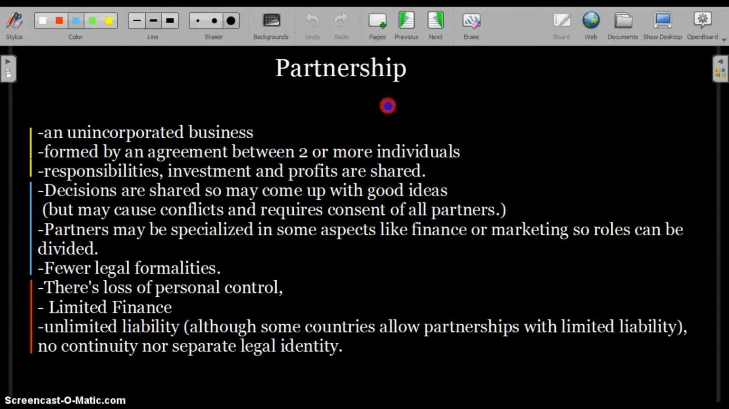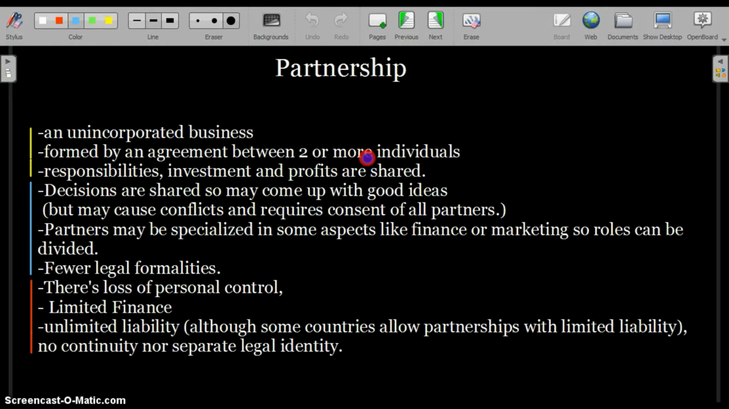Like, there's not one owner, instead there are two or more owners. They all share the responsibilities, investment, and profits. They all share the decision making as well. They all have a say in how the business is run. So you have to be very careful about your partners, because if your partners are not good, they make some stupid mistake, the business suffers and you also suffer.